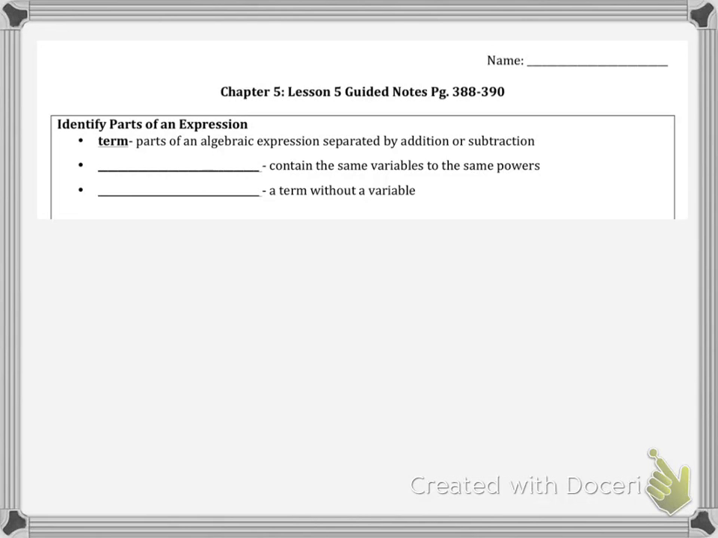Make sure that you have your Chapter 5, Lesson 5 guided notes template in front of you. You should be writing down everything that you see me writing down on the screen. So to start, we're going to start off with some vocab.